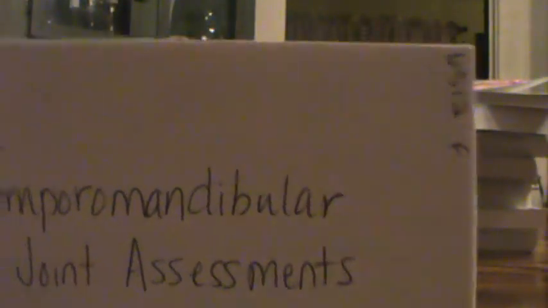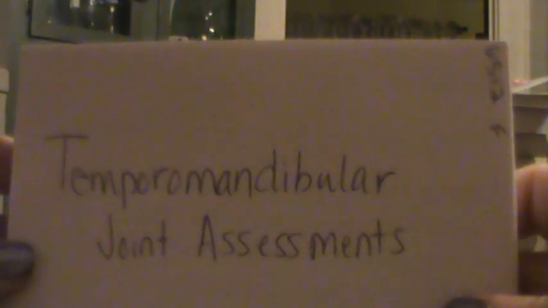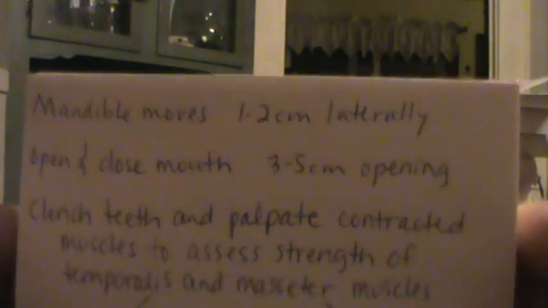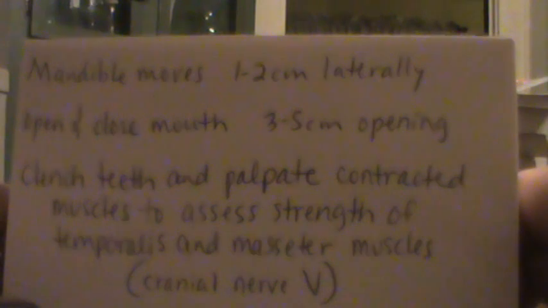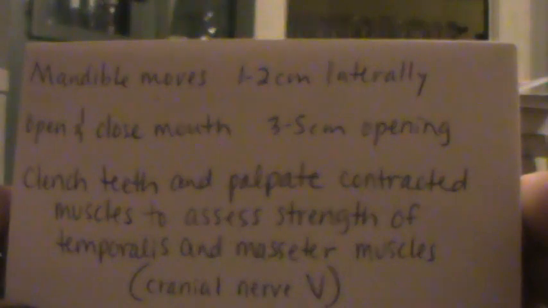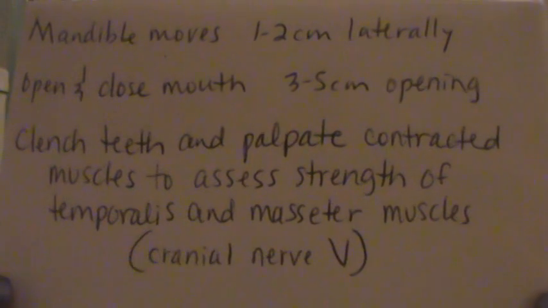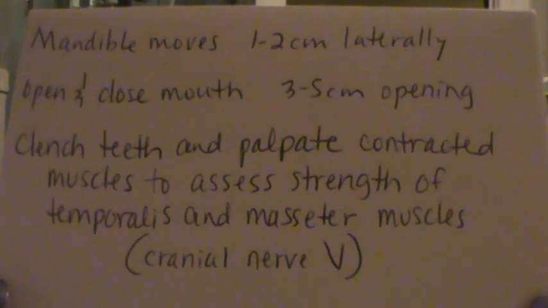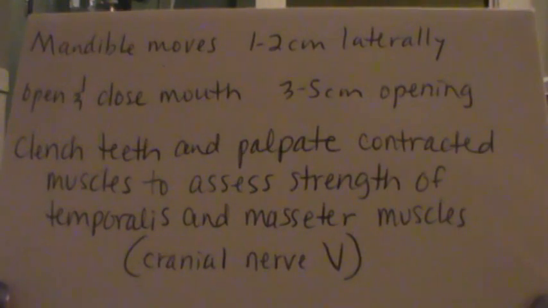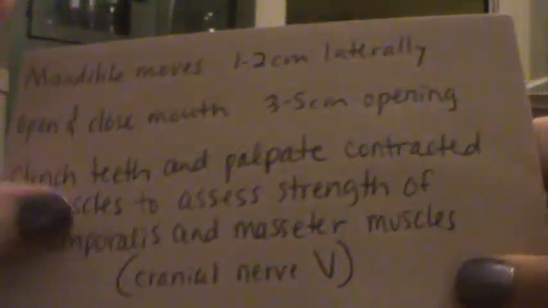Okay, so the next one is temporomandibular joint assessments. The mandible should move 1 to 2 centimeters laterally. When you open and close the mouth, it should open 3 to 5 centimeters. When you test for muscle strength, we want the patient to clench the teeth and palpate the contracted muscles to assess the strength of the temporalis and the masseter muscles. And this is also a test for cranial nerve number 5.